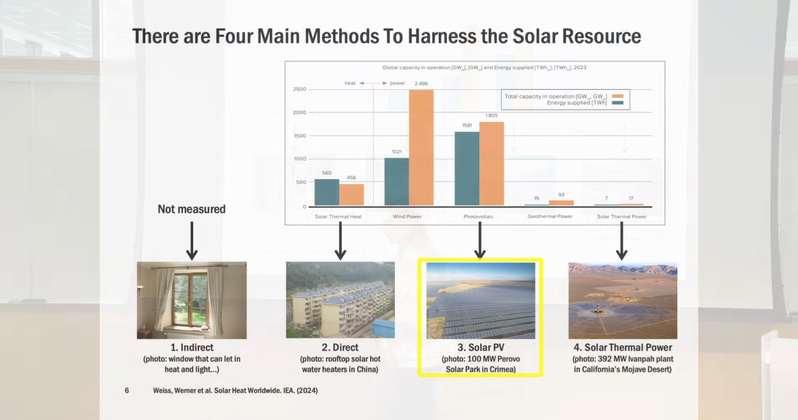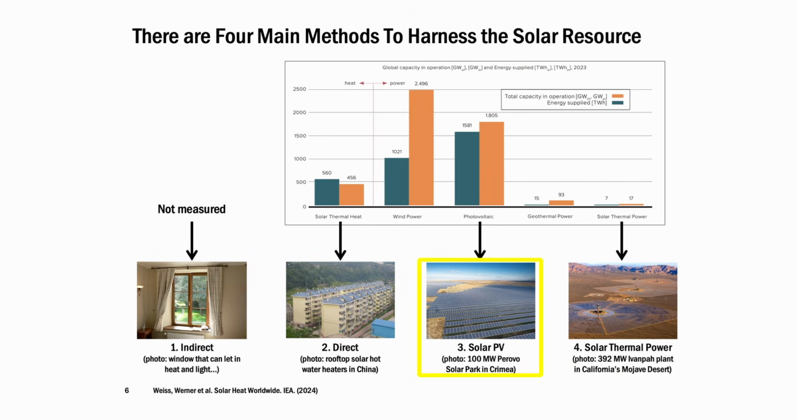The third method is solar photovoltaic that generates electricity from sunlight by wiring semiconductor material together in a circuit that can generate a current when they're hit by photons from the sun.